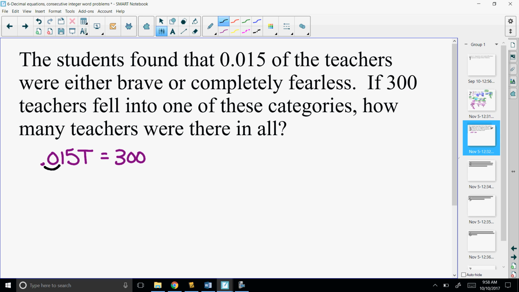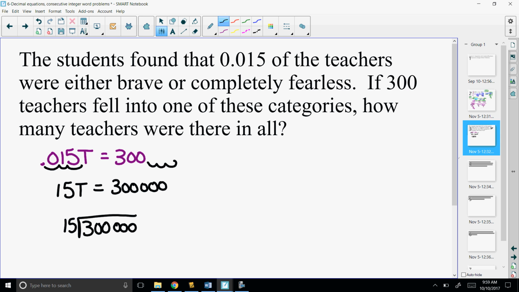3. If I move it over 3 places, you get 15t is equal to, if I move it over 3 places, you get 300,000. So if I take 300,000 and I divide by 15, what do you get for an answer? And I have 20,000 teachers. That's the total number of teachers.